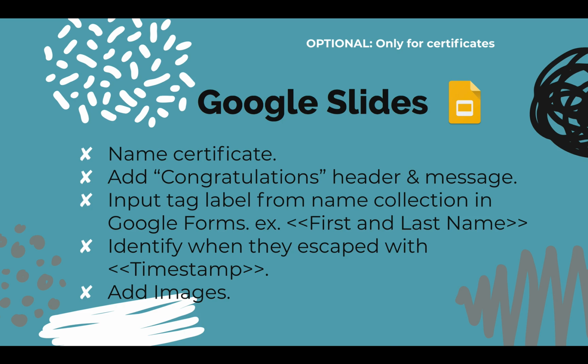If you are wanting to create certificates at the end for the students that escape to be automatically emailed to them, then you want to use Google Slides for that. So you will open up Google Slides and name that slides for the name of the certificates, add a congratulations header and message, and then input tags to label from the name collection in Google Forms. So for example, you want to add the brackets and then first name and last name if you collected that information in your Google Forms.